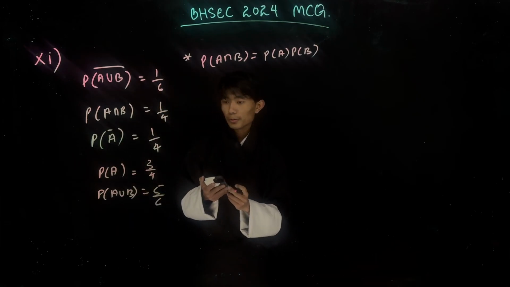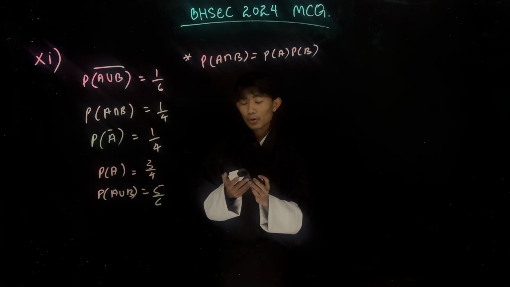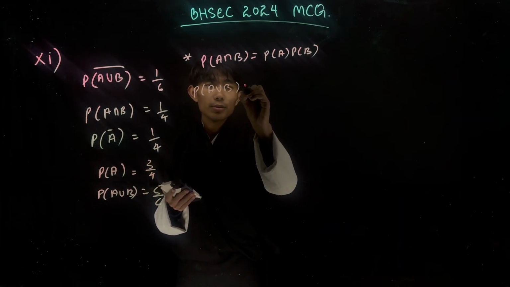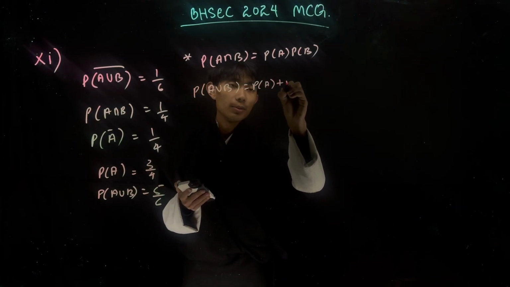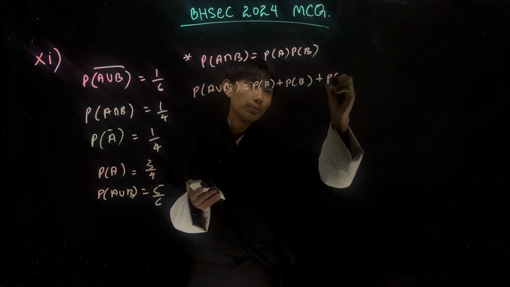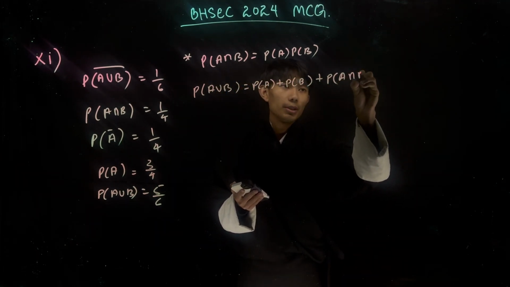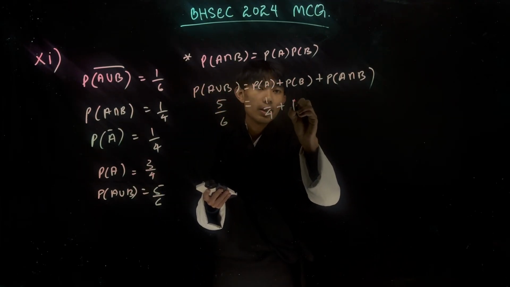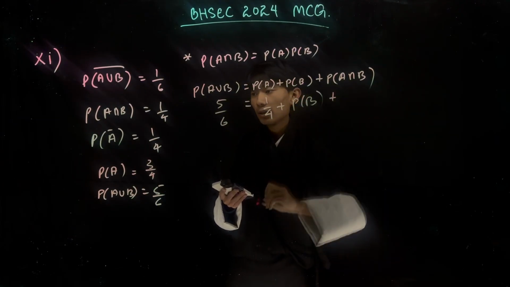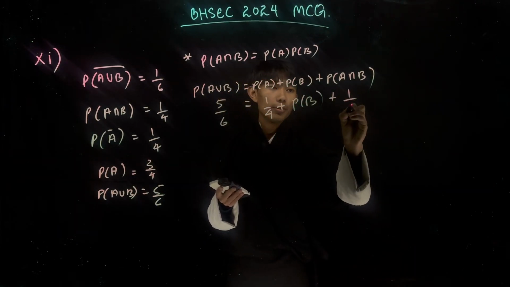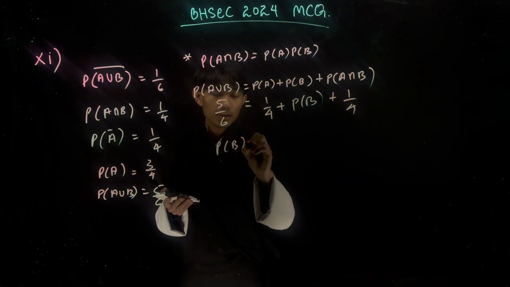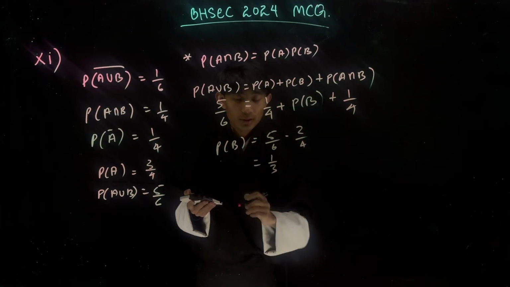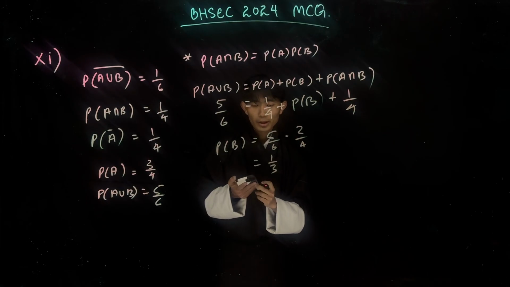So to find the probability of B, we can use the formula for the probability of A union B. So the probability of A union B is equal to probability of A plus probability of B minus probability of A intersection B. So we have 5/6 over here, 1/4 over here, and that is the unknown probability of B, minus the probability of A intersection B, which is 1/4. So we have probability of B is equal to 5/6 minus 2/4. That will give us 1/3 if we subtract them and simplify to the lowest term.